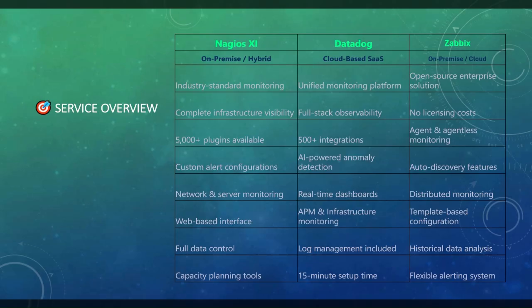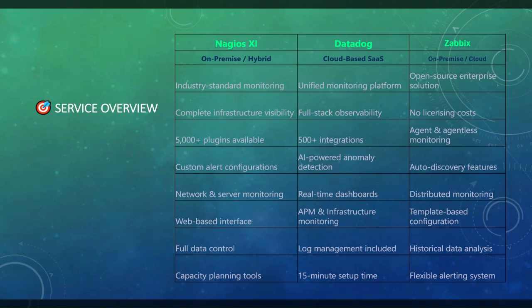Right here, you can see that I've compared three main monitoring tools. The first one I want to talk about is Datadog. Datadog is a cloud-based tool, which means we don't have to manage anything on our servers for it. It's fast and easy to set up, usually around 15 minutes or so. It also connects with hundreds of other tools and uses AI to spot unusual behaviors early.